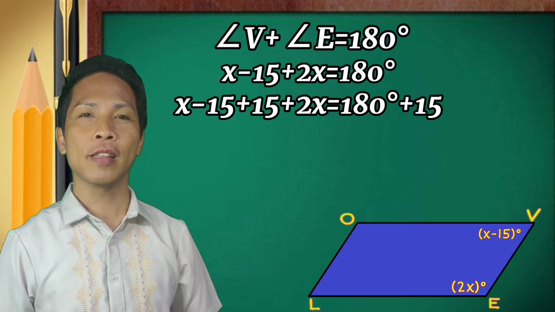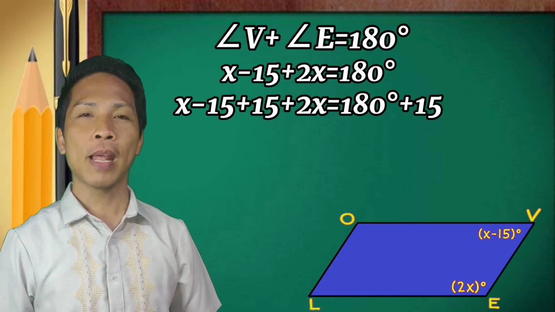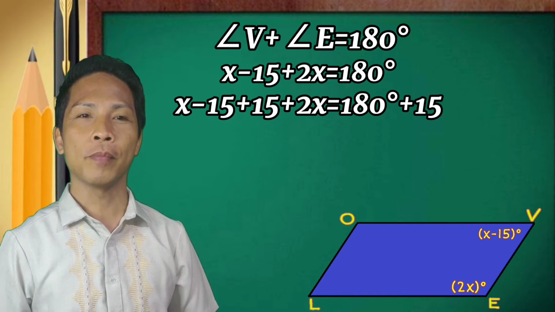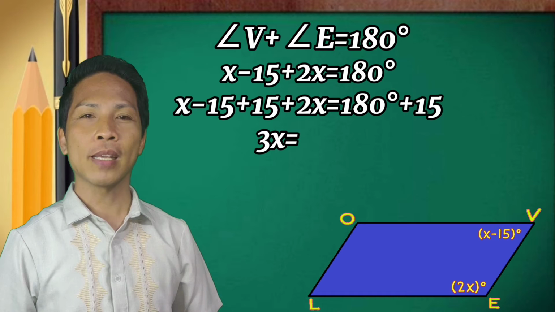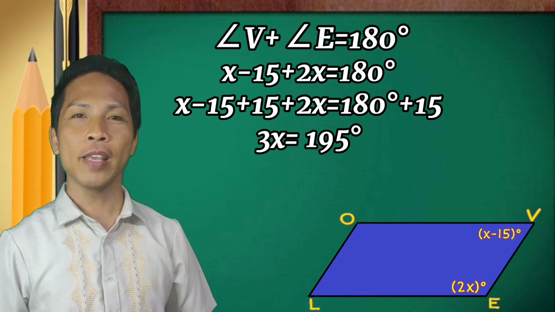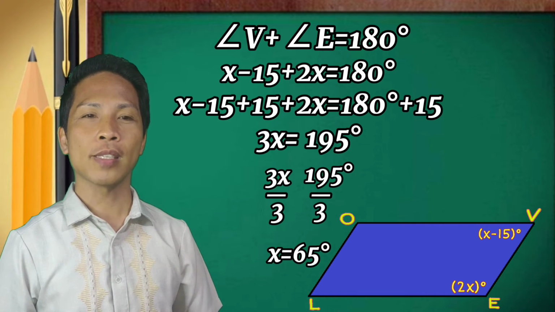x minus 15 plus 15 plus 2x equals 180 degrees plus 15, applying addition property of equality. x plus 2x is 3x equals 180 plus 15 equals 195 degrees. Divide both sides by 3. So we have now x equals 65 degrees.